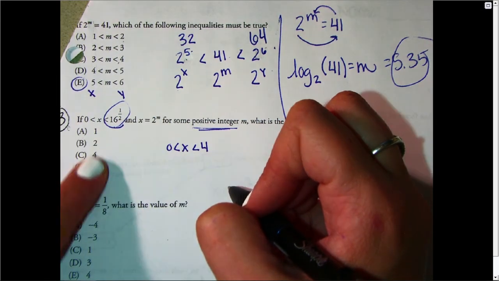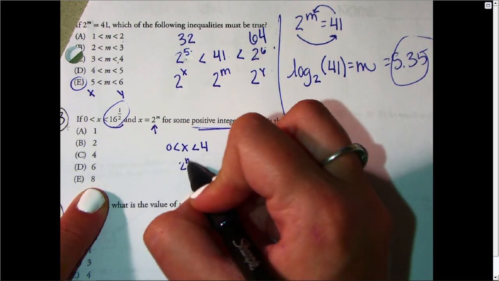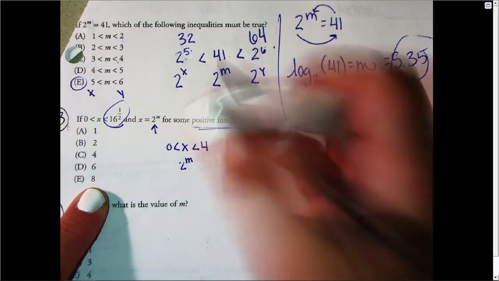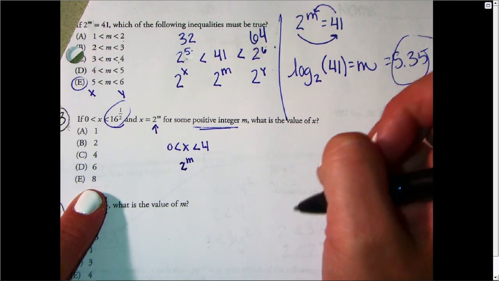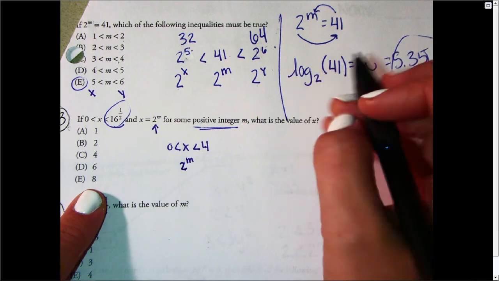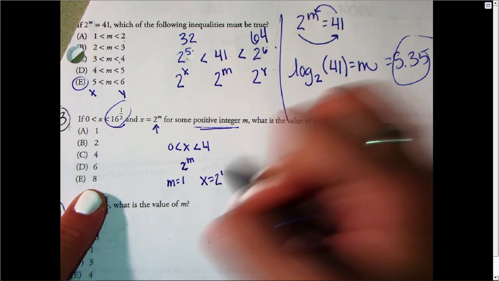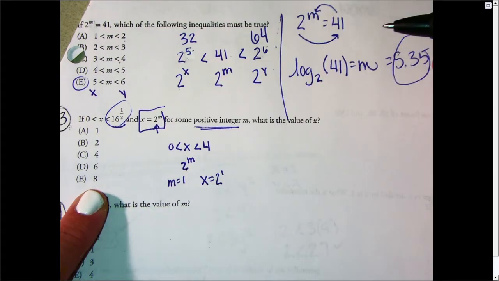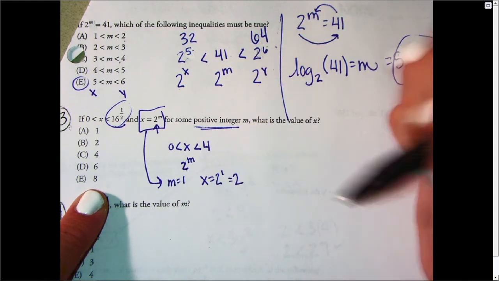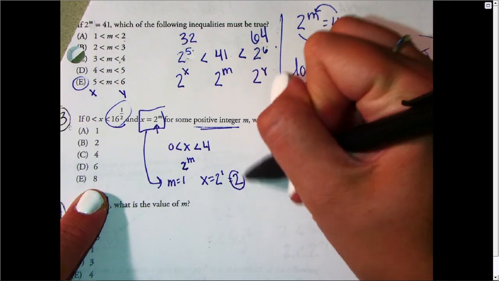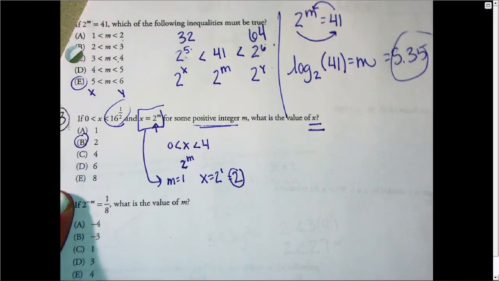All of these answer choices, what we're going to do, we're going to replace x with 2 to the m. Because we know that x and 2 to the m are the same. What I'm going to go ahead and do is plug in my answers. Well, let's say m is equal to 1. X equals 2 to the 1. Because all I'm doing is I'm using this formula right here and I'm plugging it in. So x is 2. Which means my answer for the value of x is option B, 2.